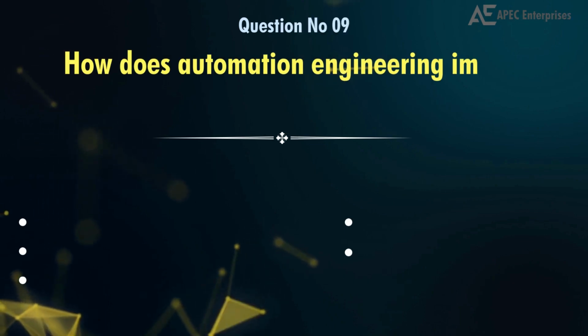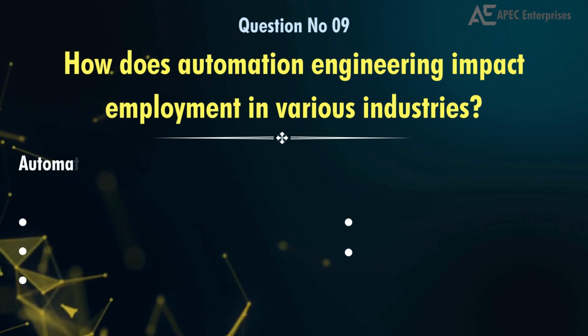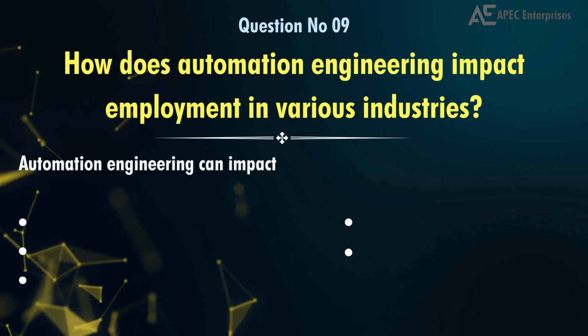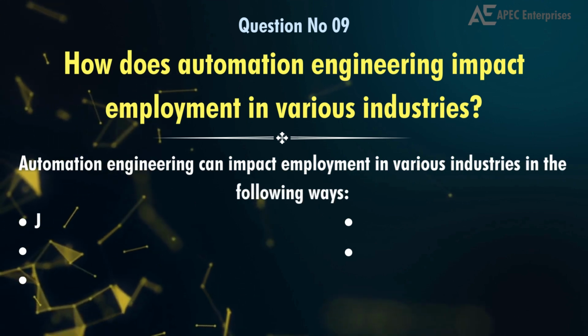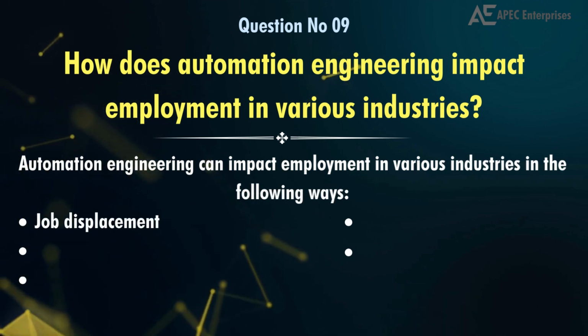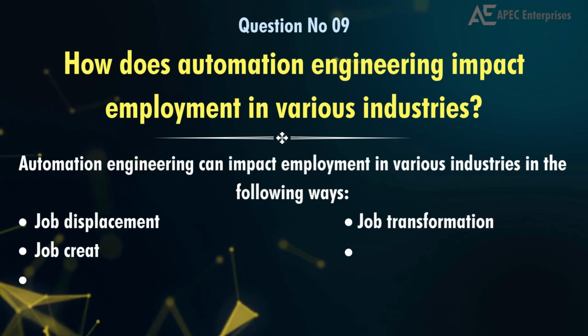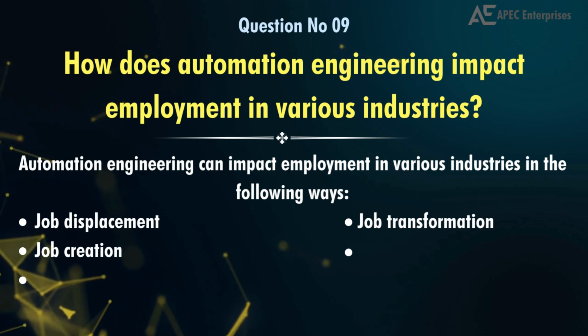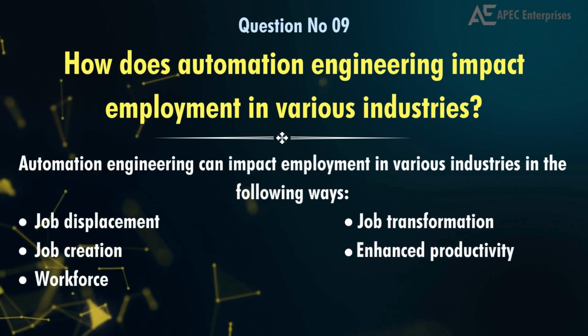How does automation engineering impact employment in various industries? Automation engineering can impact employment in various industries in the following ways. Job displacement. Job transformation. Job creation. Enhanced productivity. Workforce upskilling.